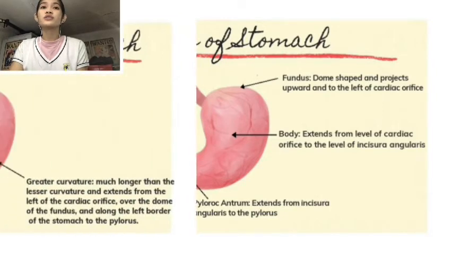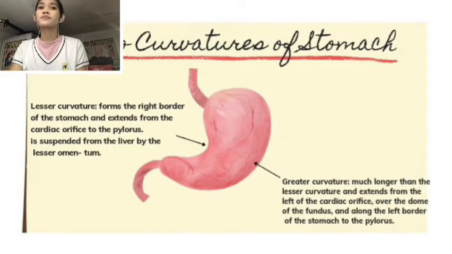Now let's move on to the curvatures of the stomach. As we can see here, we have the lesser curvature. It forms the right border of the stomach and extends from the cardiac orifice to the pylorus. It is suspended from the liver by the lesser omentum. And now we also have the greater curvature. It is much longer than the lesser curvature, and it extends from the left of the cardiac orifice over the dome of the fundus and along the left border of the stomach to the pylorus.